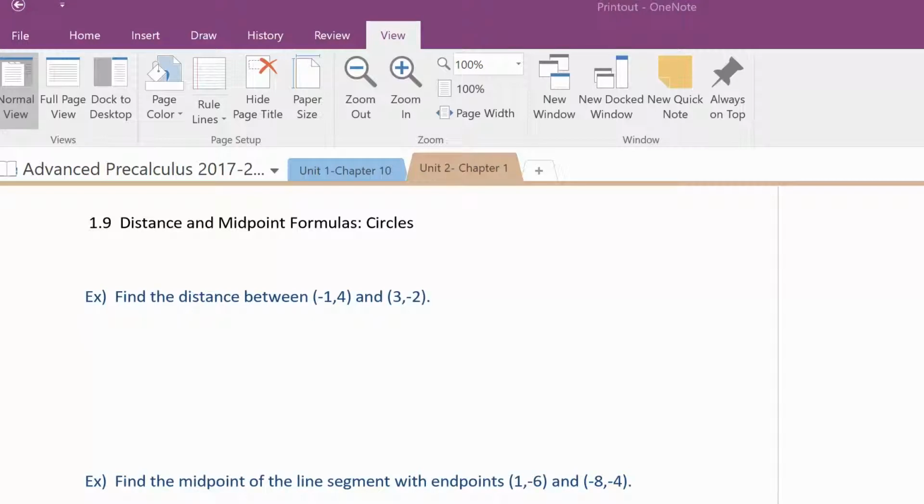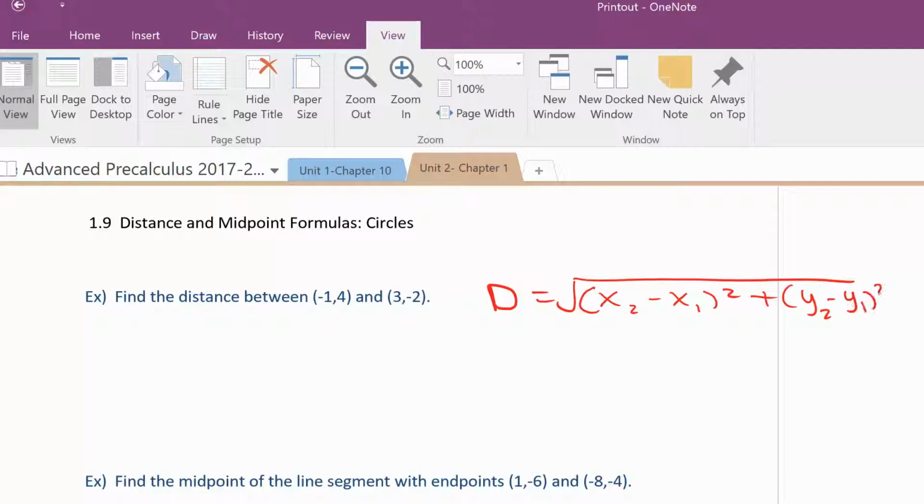Welcome to tonight's video on section 1.9, talking about distance and midpoint formulas and how that relates to helping you with circles and the equation of a circle. The first thing we're going to do is find the distance between 2 points. Remember, the distance formula is equal to the square root of x2 minus x1 squared plus y2 minus y1 squared. That is the distance formula.